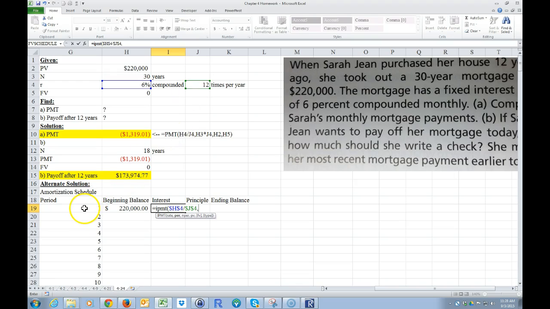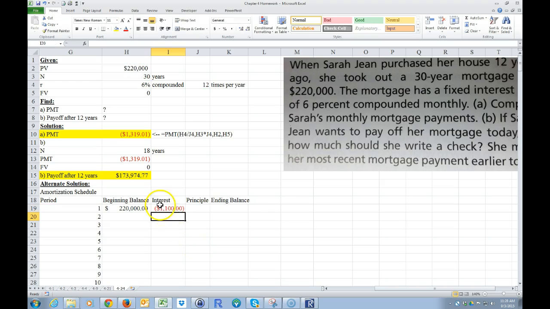And the period is right here, the first period. So I want to know the interest I'm paying in the first period. That one I want to move down as I copy the formula, so I'll leave it there. And hit comma. The number of periods is going to be 30 years, hit F4, times 12 times per year, hit F4 again. And the present value is going to be this 220,000. Again, hit F4. And then you hit enter, and it's going to give you the same negative 1,100.